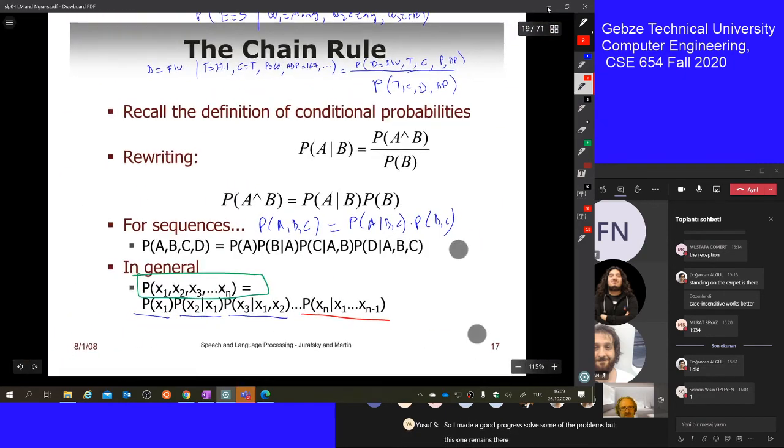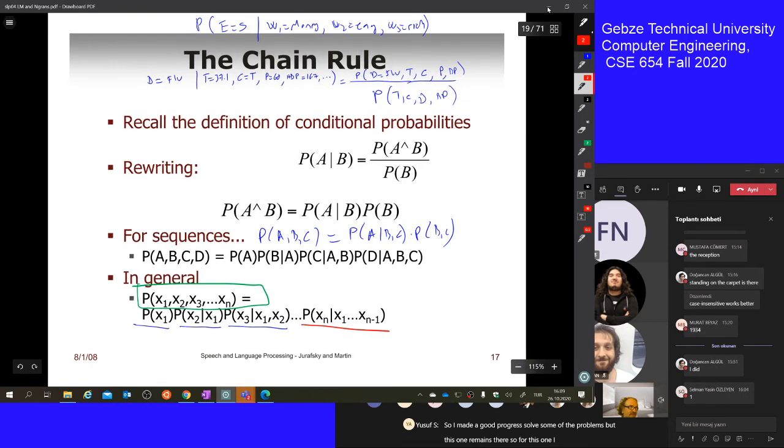So for this one, I cannot continue. I will have to do some approximation. Can anybody guess what kind of approximation I am going to do? Especially for this kind of part.